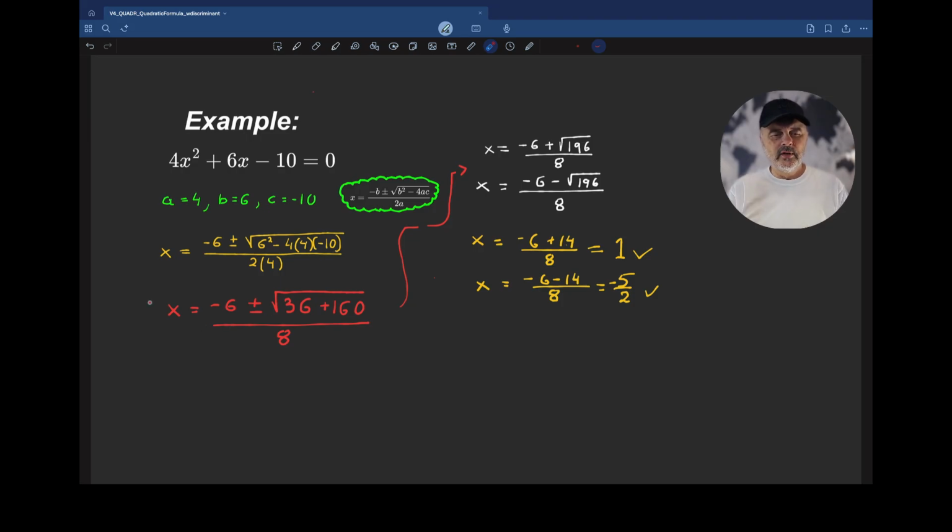Then you need to follow BEDMAS before you proceed to the next step. So you put 6 to the power of 2, you have 36. You multiply negative 4 times negative 10 to get positive 160. So hence you add, and the denominator 2 times a is 2 times 4, so therefore we have 8.